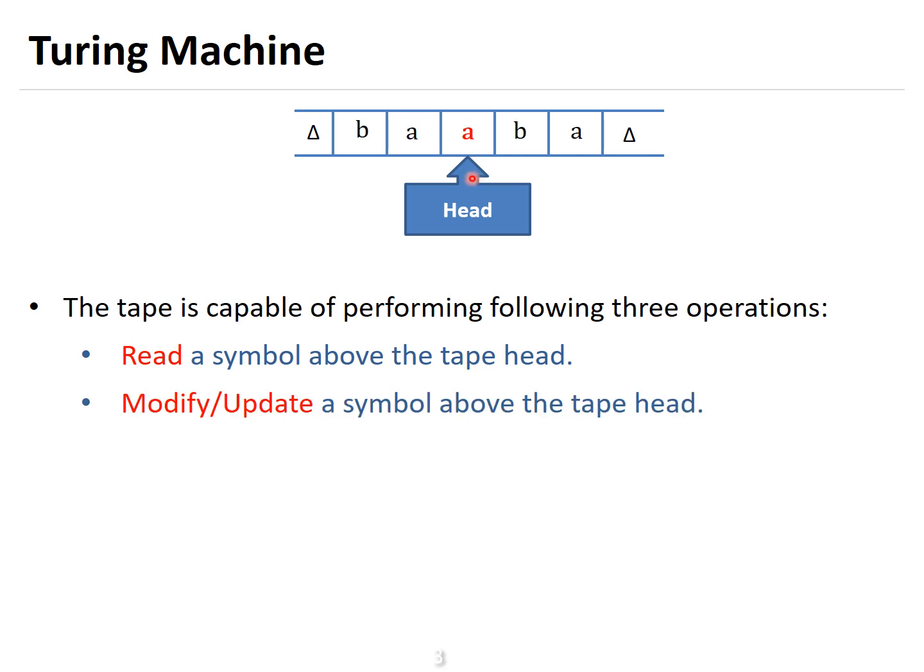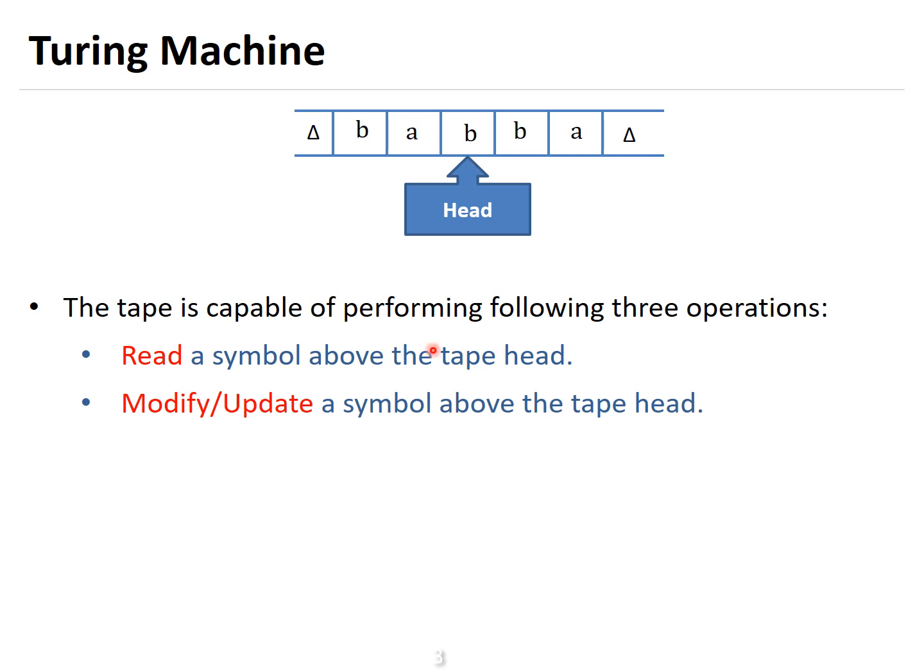What is the next operation? It can modify that red symbol, or update it with some other symbol above the tape head. In this case, I am showing that the A that was read is replaced by a small b. This is only for the example; based on the design of the Turing machine, which symbol you replace it with is left to you.